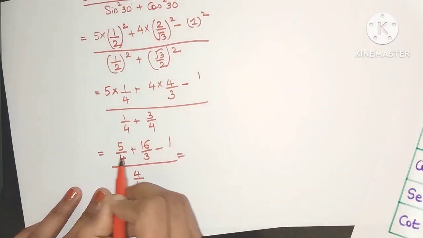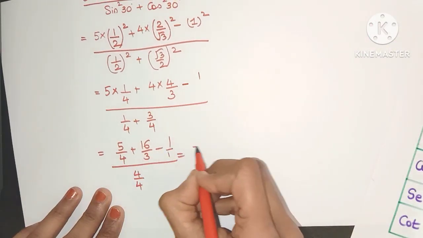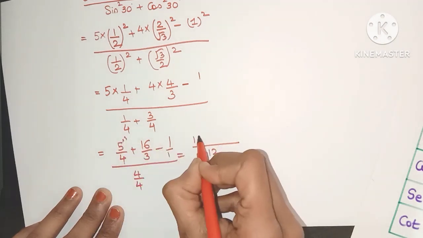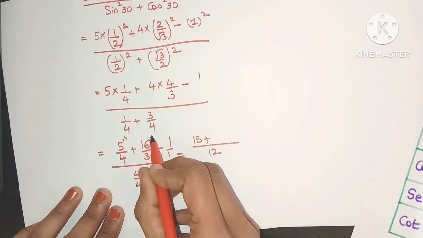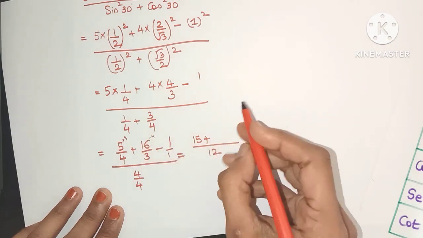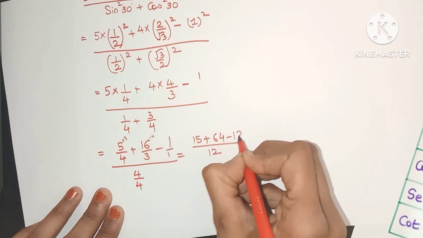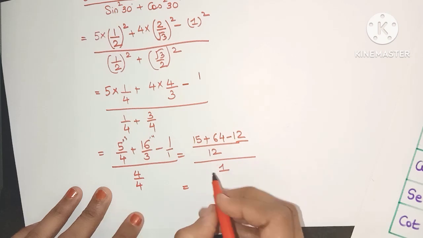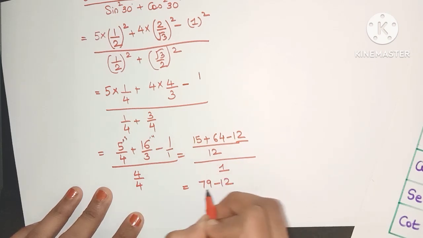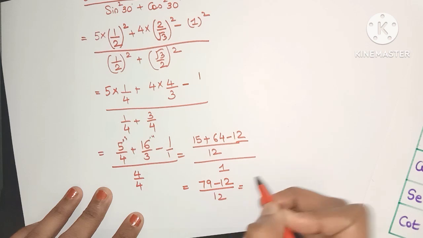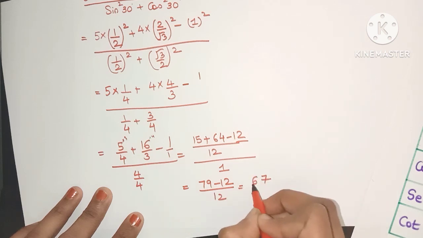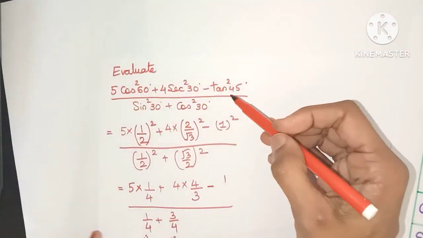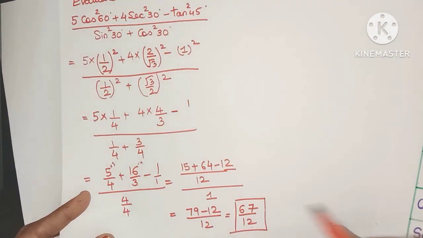So here in the numerator, all the denominators are different, so I need to take the LCM, which will be 12. So I will get 5 into 3, 15, plus 16 into 4, which is 64, minus 12. Divided by 4 by 4, which will get cancelled, I'll get 1. So this will be nothing but 79 minus 12 by 12. Now 79 minus 12 will give you 67 by 12. So friends, this is the answer for the expression. This is how you have to evaluate this expression.